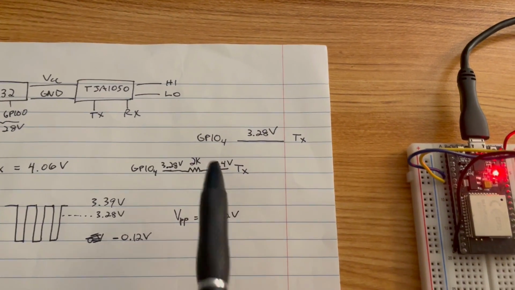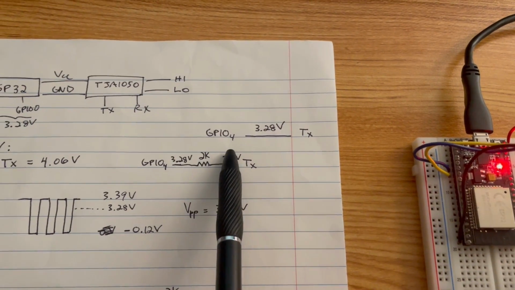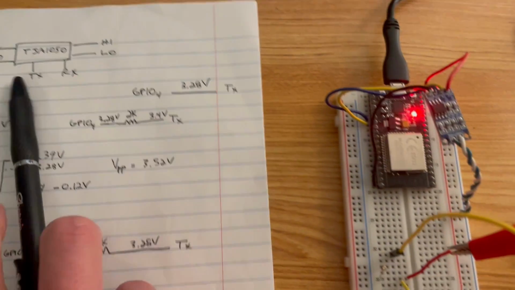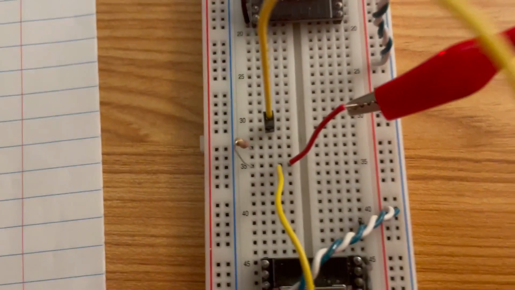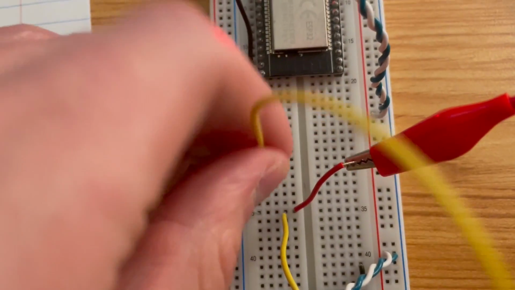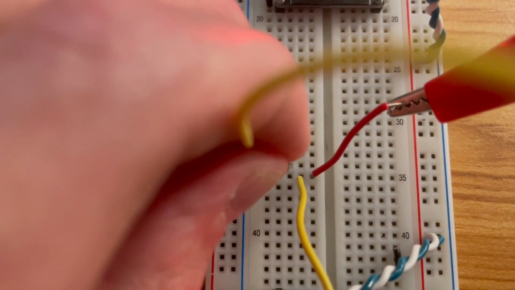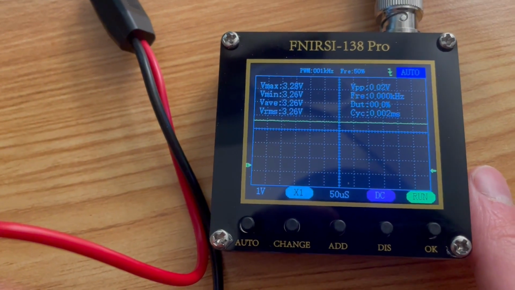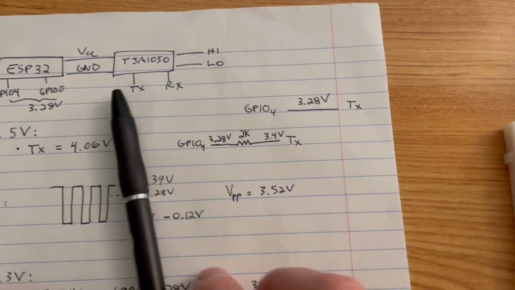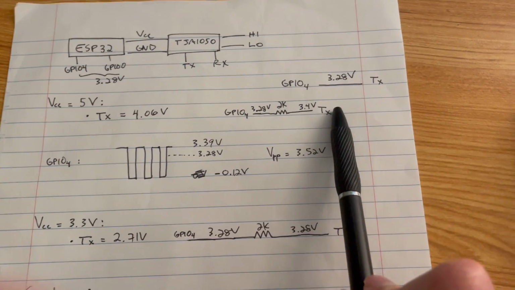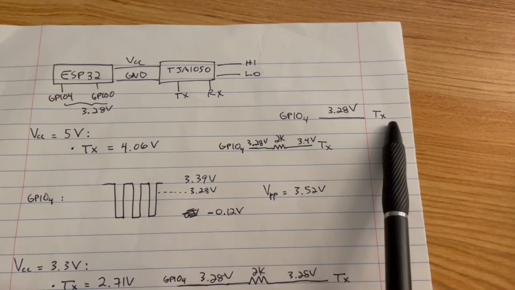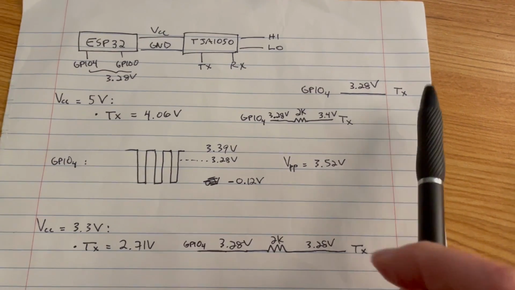So then I was curious. I said, okay, let's just do a direct connection between the GPIO pin and the TX pin. And let's see what happens. So if I move the signal line right here, and let's look at what the value is. It's 3.28 volts. That's what I wrote down here. So what is this telling us? It's telling us that the GPIO pin is just overpowering this TX pin.